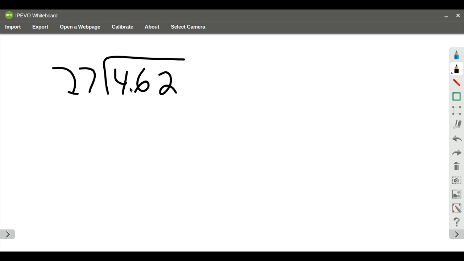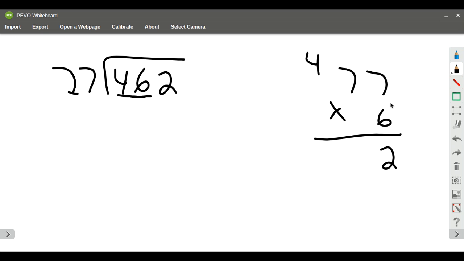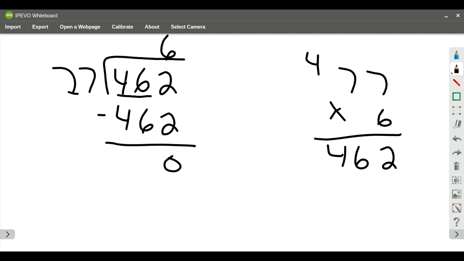So I look at the 7, I look at the 46. 77 is going to go into 462 about 6 times. So I'm going to go ahead and try 77 times 6 and see what I get. 6 times 7 is going to be 42. Put down the 2, I regroup the 4. 6 times 7 is 42, plus 4 is 46. So I end up with 462. So I put my 6 above the 2. I write my multiplication down below. I subtract. I have nothing left over.